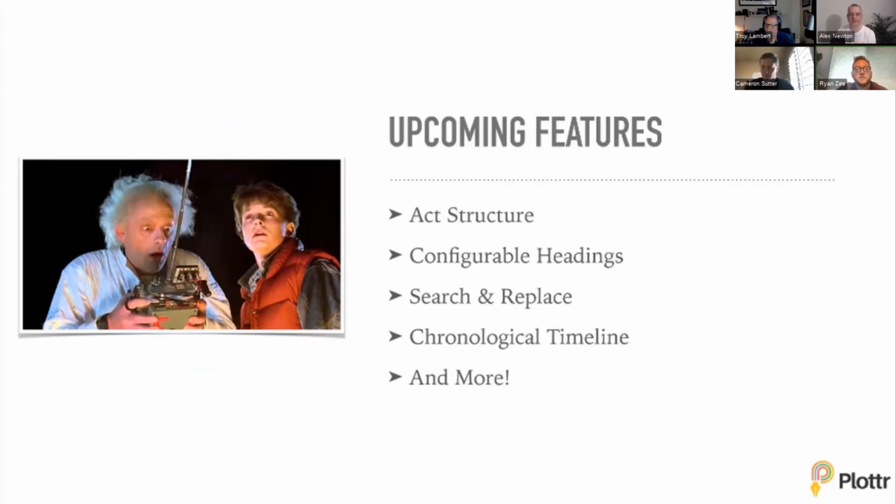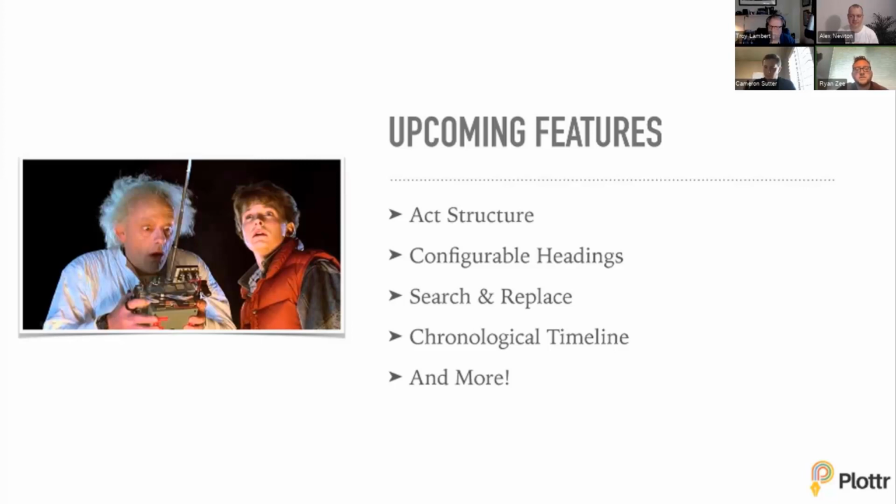We also have a long list of upcoming features that we're excited to get to this year and moving forward. So one of the next things on our list is actually act structure, which will provide the ability to group your chapters or beats into acts or some higher level structure, along with the ability to create configurable headings so that you can auto number your chapters or beats however you want to use them, but they'll all be auto numbered the way you set them up.